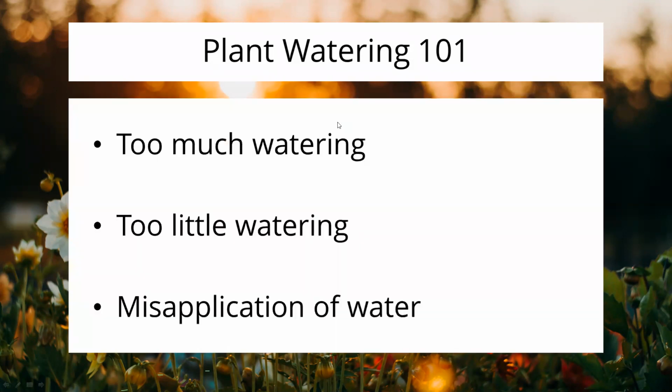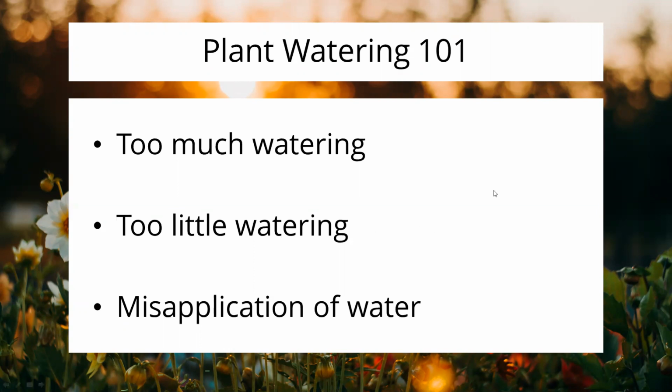So a lot of the problems that come with plant watering really boils down to three very simple things. Either you have watered too much, you have watered too little, or you may have done what I'm going to call a misapplication of water. And I'm going to go into that later. I'm going to save that for a little bit later.